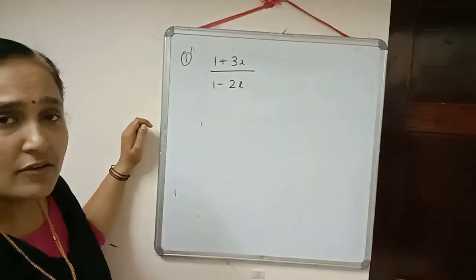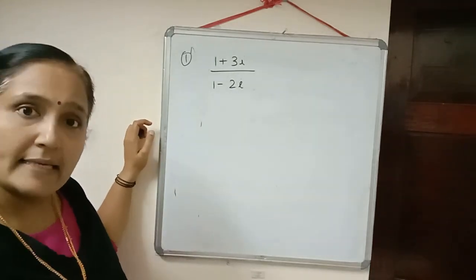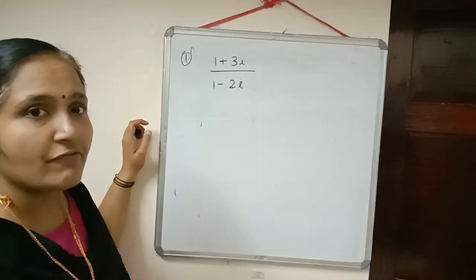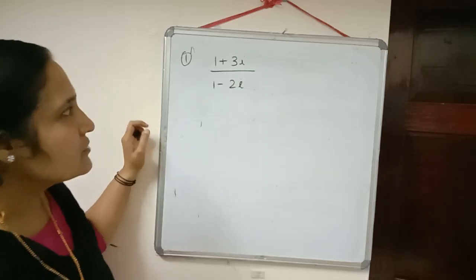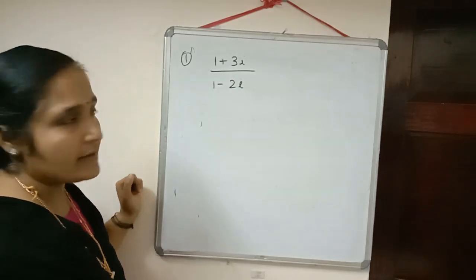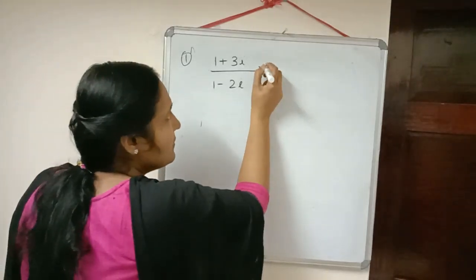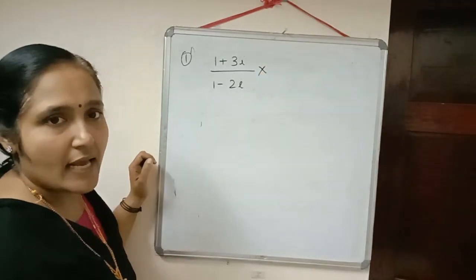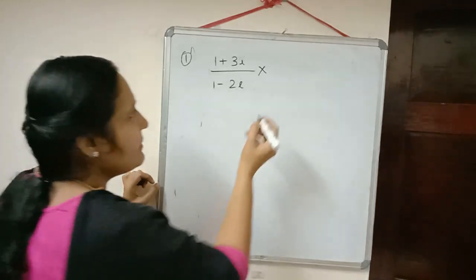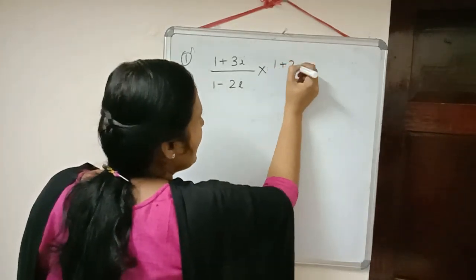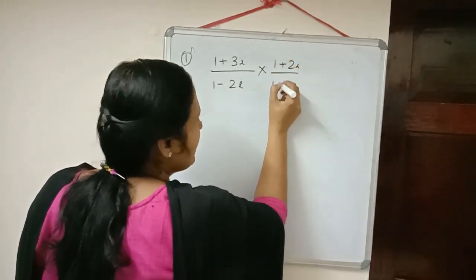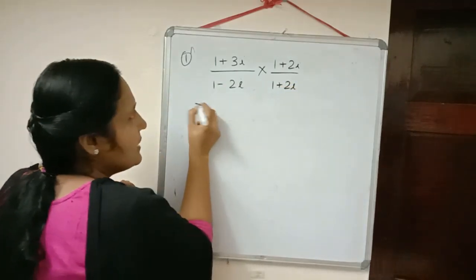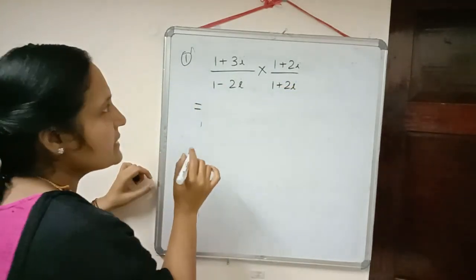Before doing any question, first what we have to do? Yes, we have to express it in standard form of a complex number. So for that, what we will do? Yes, we will rationalize the denominator. So we'll multiply by 1 plus 2i, both numerator and denominator. Now do the multiplication there.